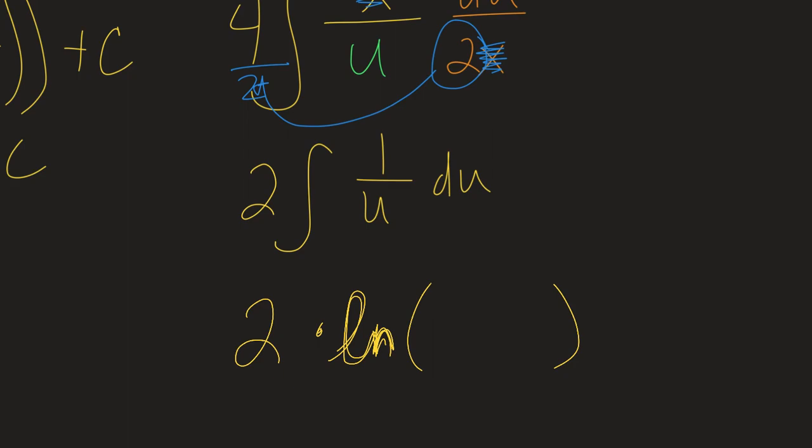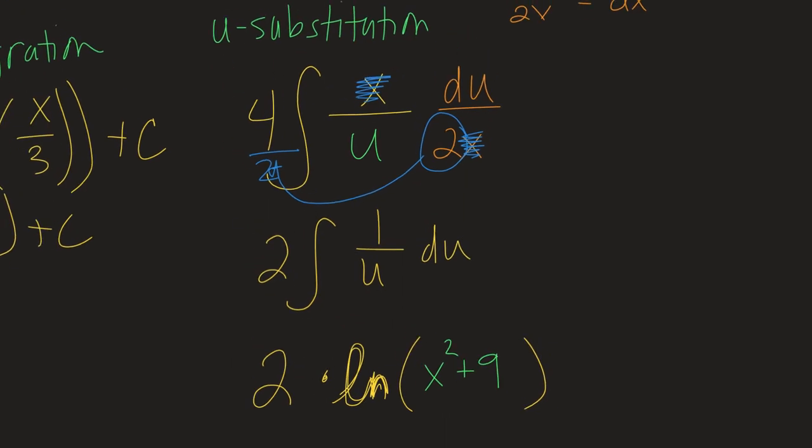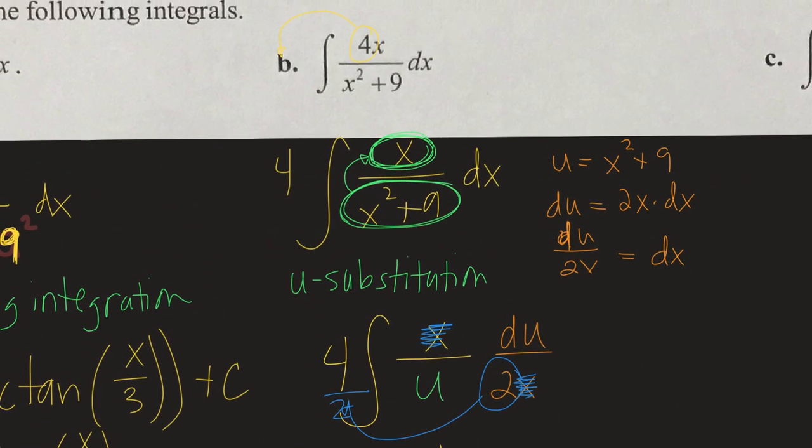And now I'm going to replace u with x squared plus 9. So if your numerator is basically the derivative of your denominator, then u-substitution is the best way to go in order to find the antiderivative or the integral of your function.